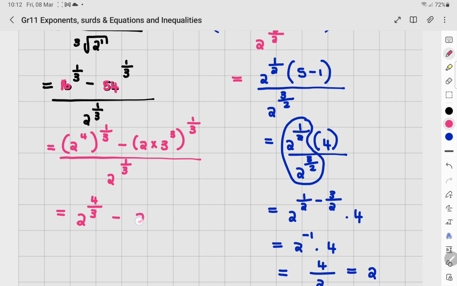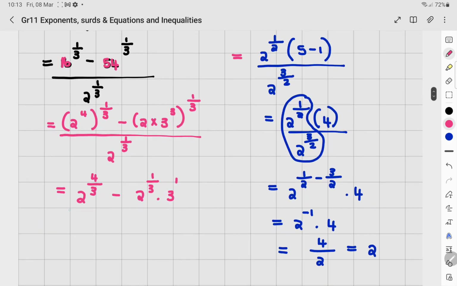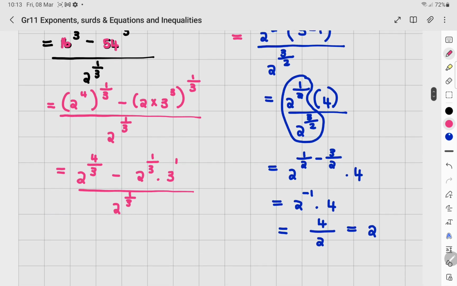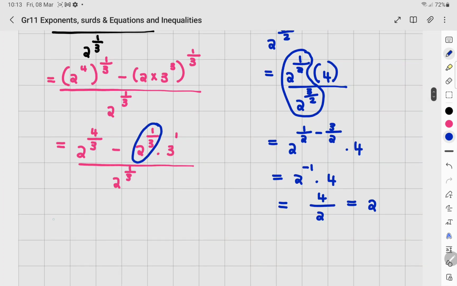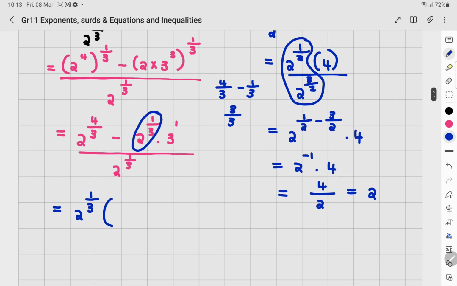Minus, and here each one gets the third. So 2 to the power third as well as the 3. And 3 times a third is 1. Over 2 to the power a third. Now at the top, I know it looks a little bit funny, but I can take out 2 to the power third. So if I take out 2 to the power a third, can you see 4 over 3 minus 1 over 3 is 3 over 3. Why? Because when you multiply with exponents, you add the exponents. You keep your same base and you add the exponents.